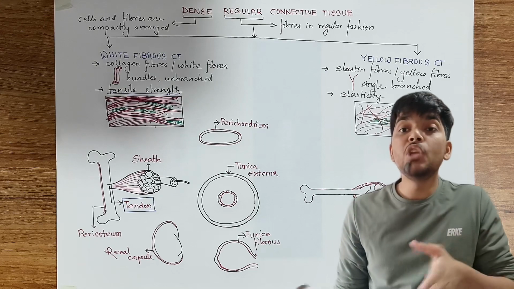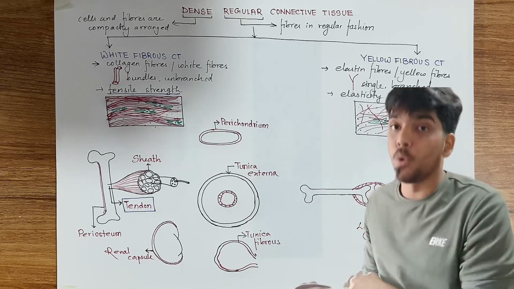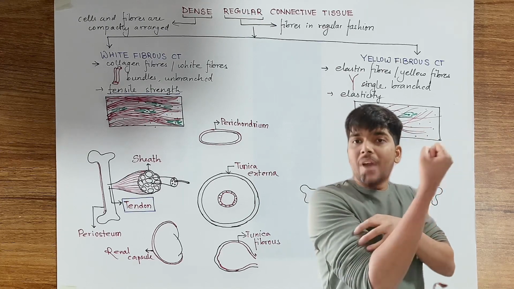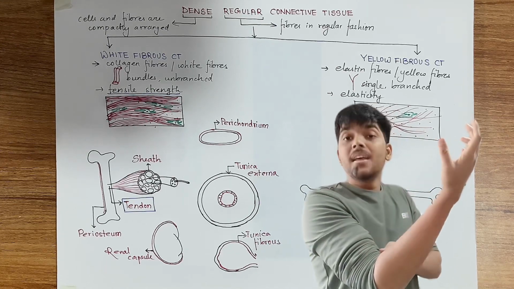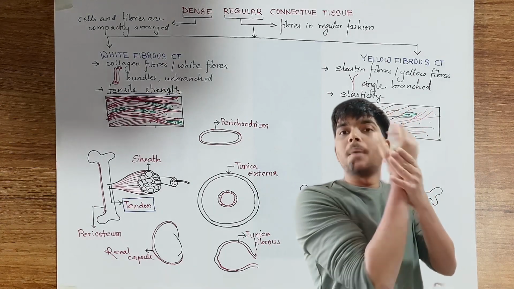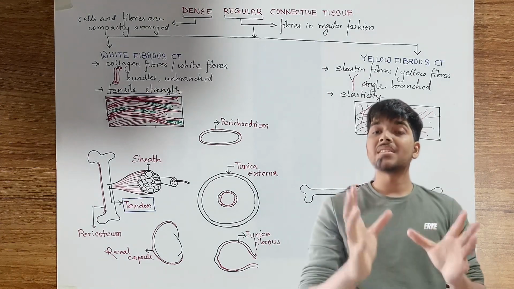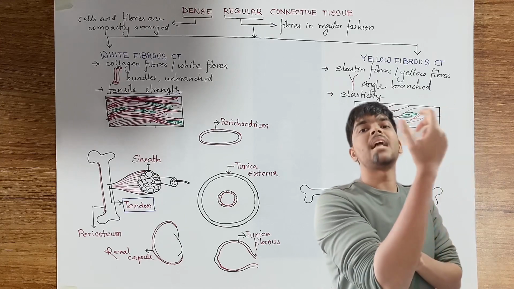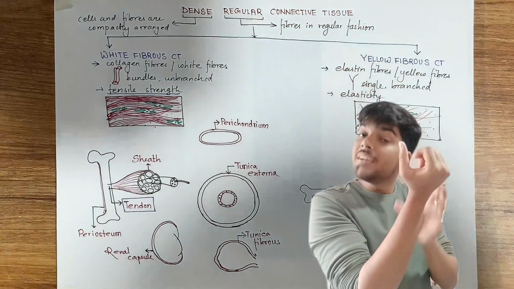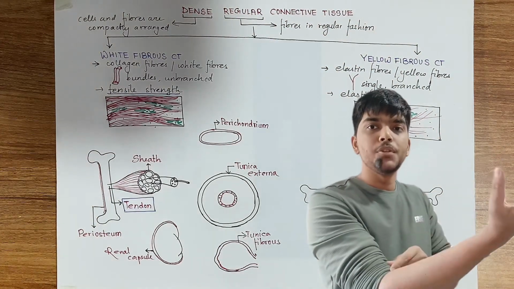Why does tendon need to have tensile strength though? This is why. When your bicep muscle contracts, your tendon pulls your arm up. As a result, you can lift your arm. That's because the tendon has tensile strength enough to pull your arm up. That's because it is made up of white fibrous connective tissue.